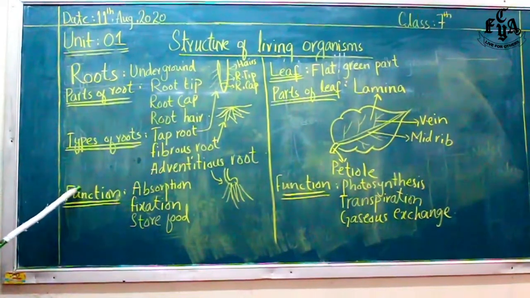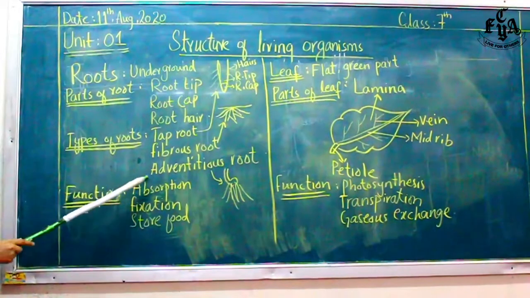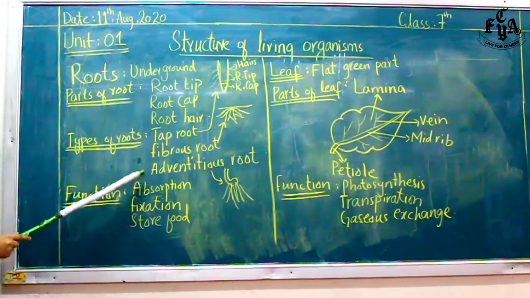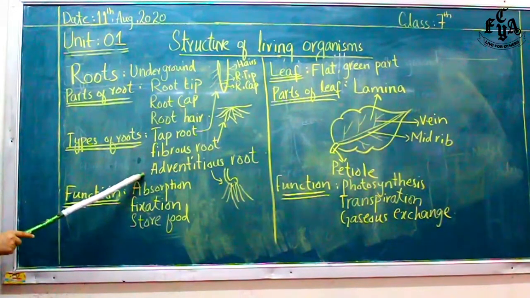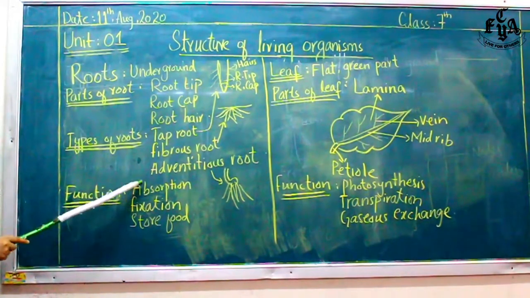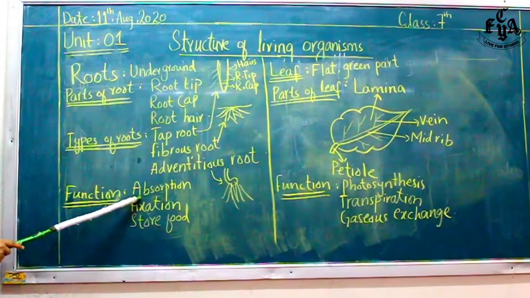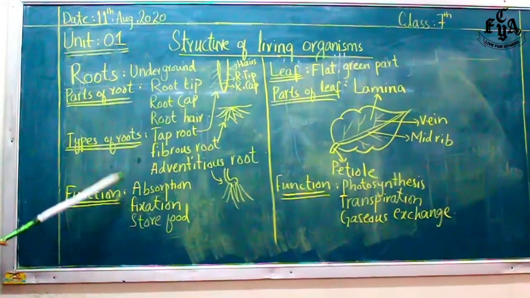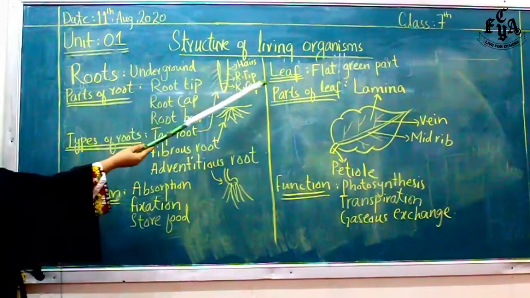Next is function of the root. Function of the root is absorption, fixation and storage of food. It will do the absorption of water and minerals. It helps in the fixation of the plant, as it fixes the plant firmly inside the soil. The next one is storage of food. It stores food for the plant. The next topic is the leaf.